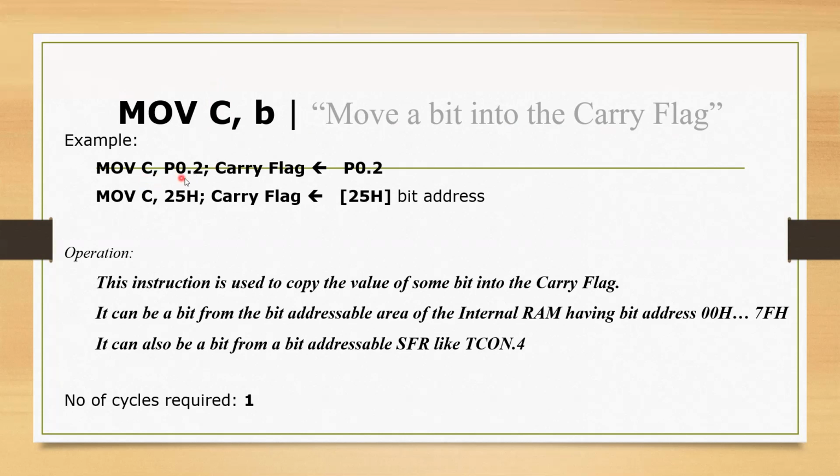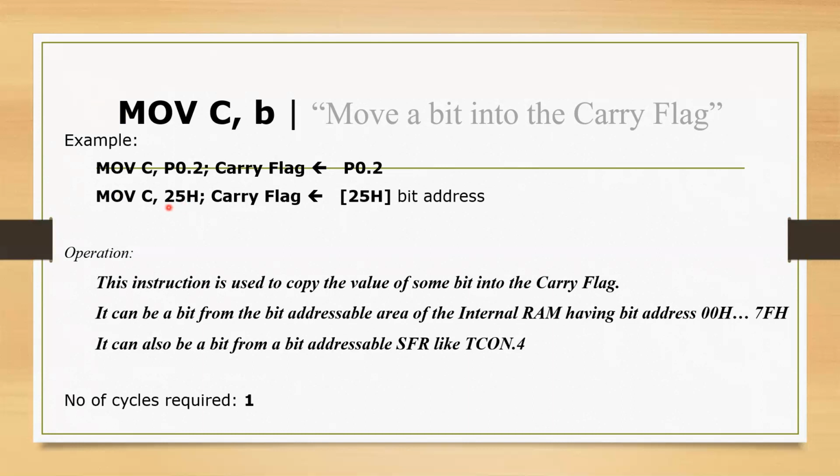So MOV C, P0.2. The bit from P0.2 is moved to the carry flag. So the carry flag will get the value from P0.2. Whatever the value in P0.2 is copied to the carry flag. MOV C, 25 hex. This 25 hex will represent the bit address 25 hex location in the bit addressable space of the RAM. From there we are moving to the carry flag.